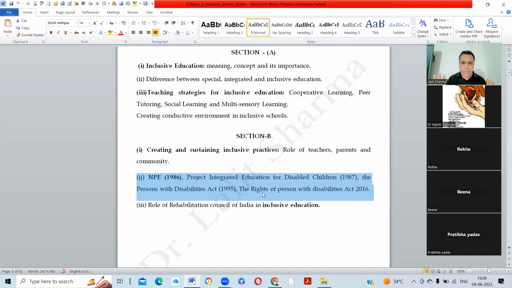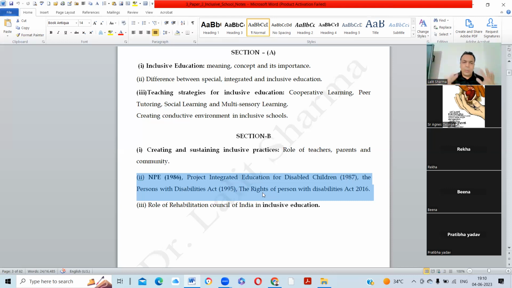Along with inclusive education, you have the four acts for disabled persons, right? One is NPE 1986, then 87, 95 and 2016. Clear to all of you, right? The third, last is the role of Rehabilitation Council of India. The short form is RCI, right? Role of Rehabilitation Council of India in inclusive education.